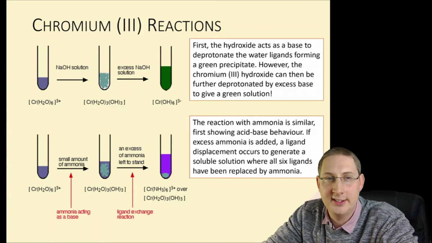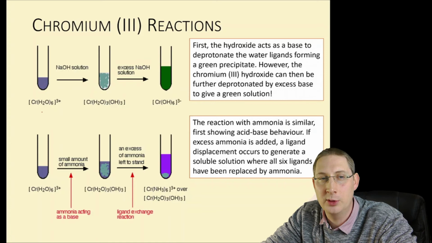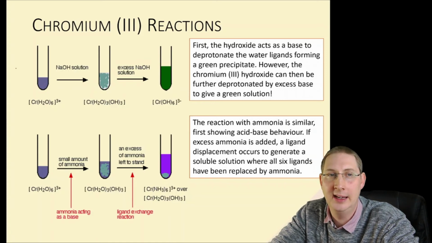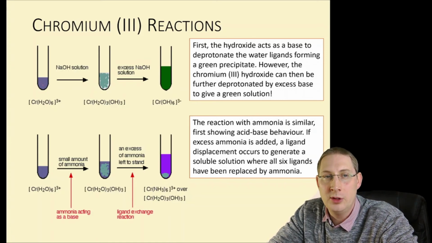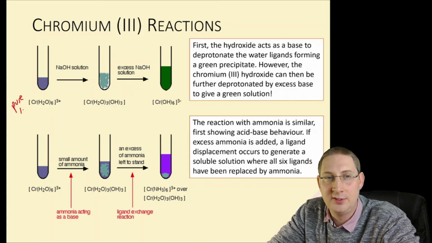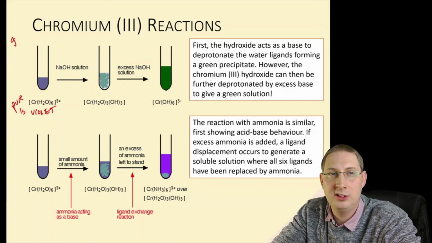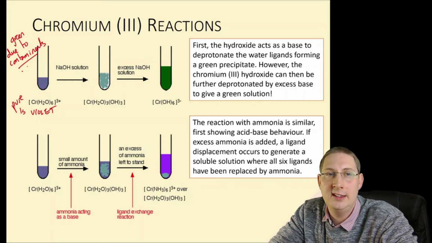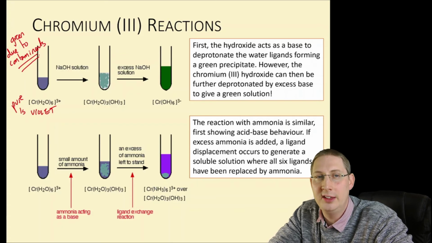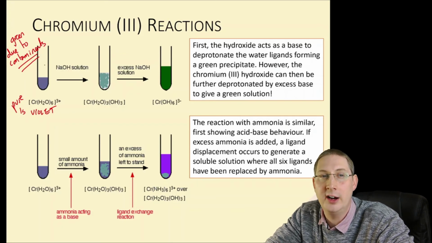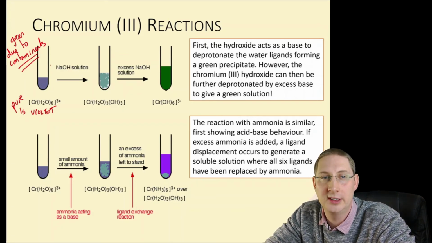Now you might be surprised to see the hexaaquachromium complex being shown as purple here. It is pure hexaaquachromium that is violet, but often it appears green due to contaminants. So the reason it appeared green in that video to start with is due to contaminants, things like chloride ions and sulfate ions in the water.